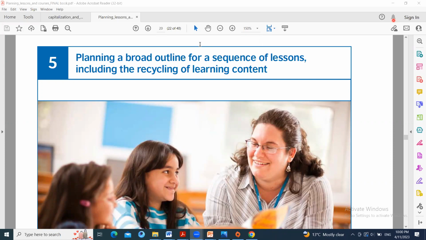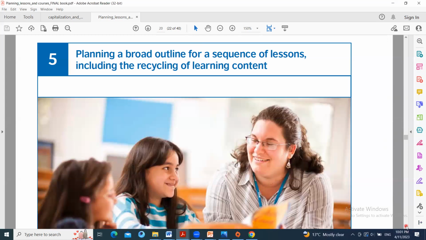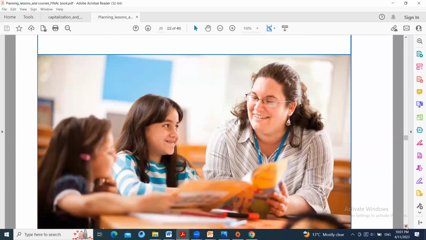Our lesson for today is planning a broad outline for a sequence of lessons, including the recycling of learning content. First, let's start with some introduction.